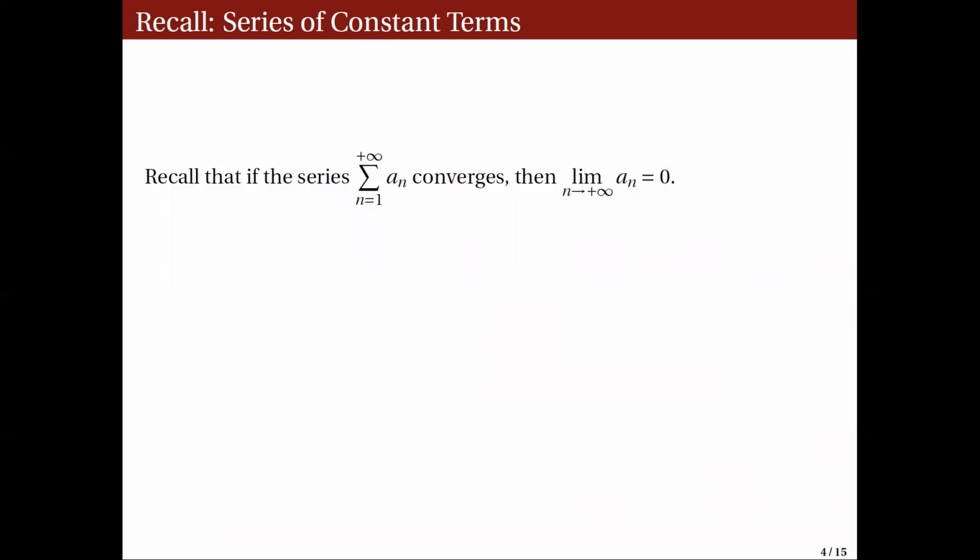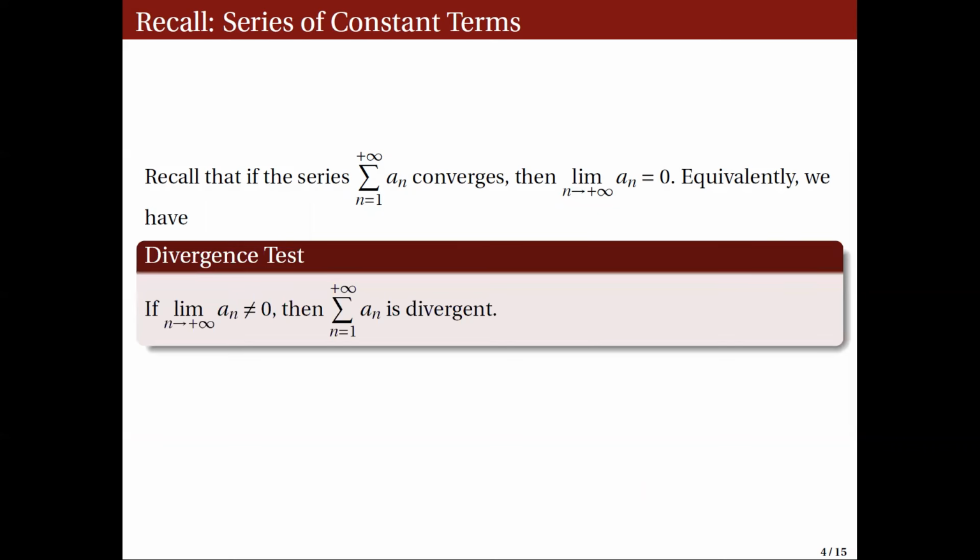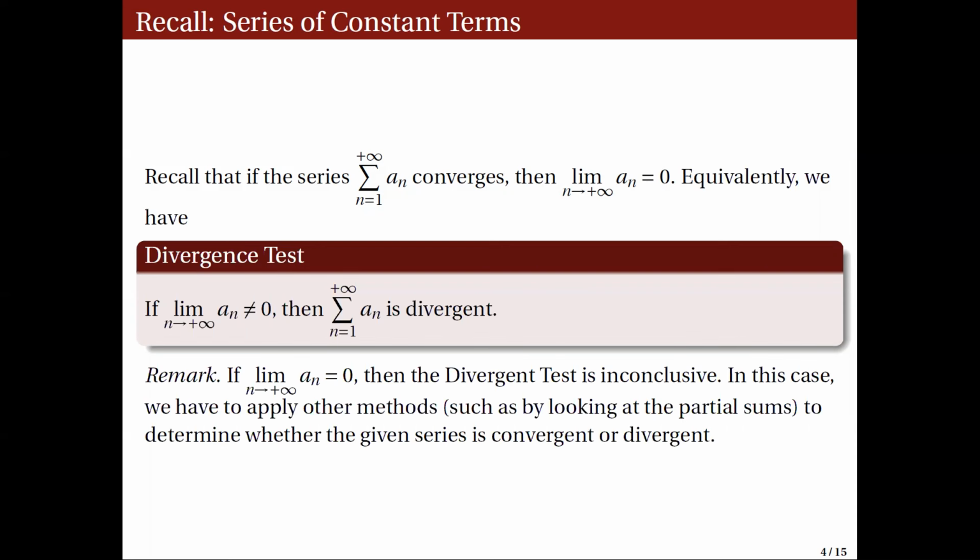Recall that if the series a sub n converges, then the limit of the n-th term a sub n as n goes to infinity equals 0. Equivalently, we have the following contrapositive known as the divergence test, which states that if the limit of a sub n as n goes to positive infinity is non-zero, then the series a sub n is divergent. As a remark, if the limit of a sub n as n goes to positive infinity is 0, then the divergence test is inconclusive. So in this case, we have to apply other methods, such as by looking at the partial sums, to establish the convergence or divergence of the given series.